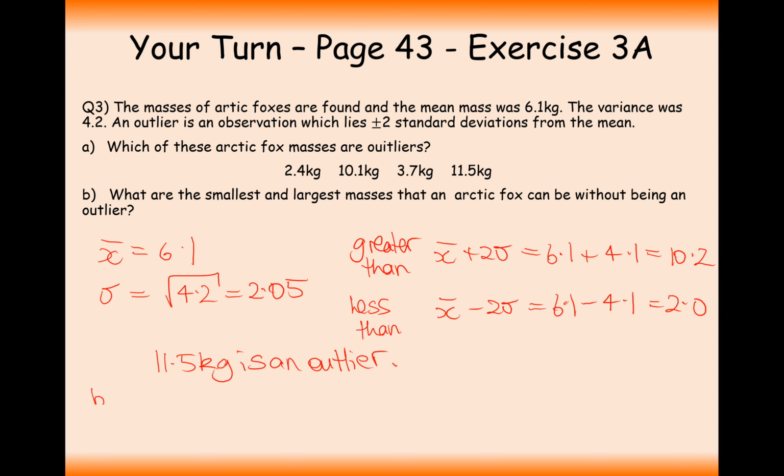Okay. Part B. What are the smallest and largest masses of the foxes without being outliers? We've already worked that out, and it'll be 2.0 to 10.2. Okay, there we are. So that's the answer to this question here.